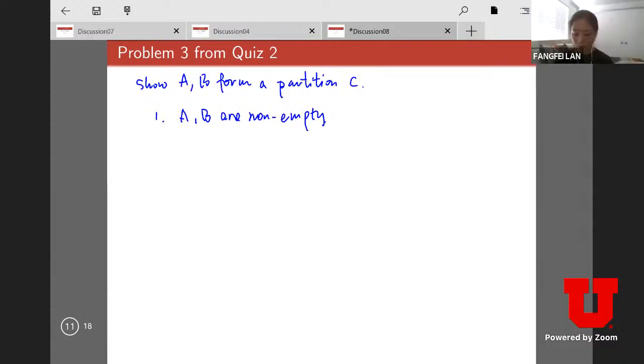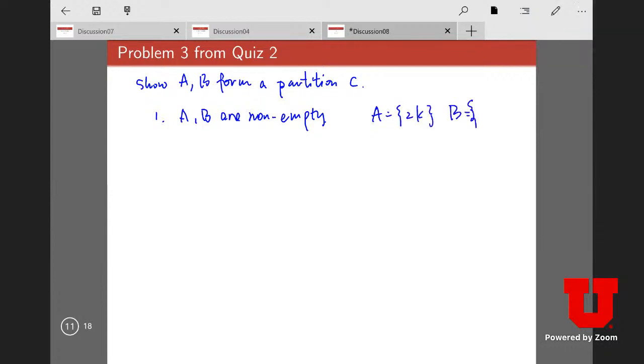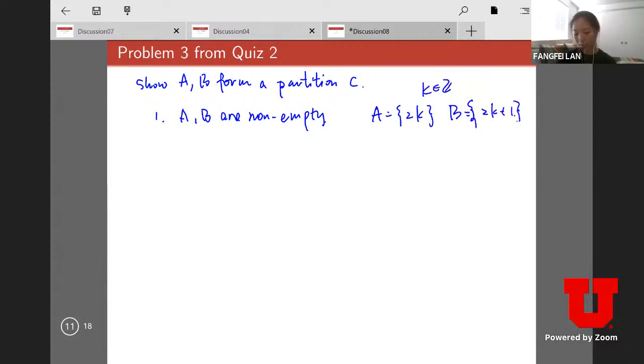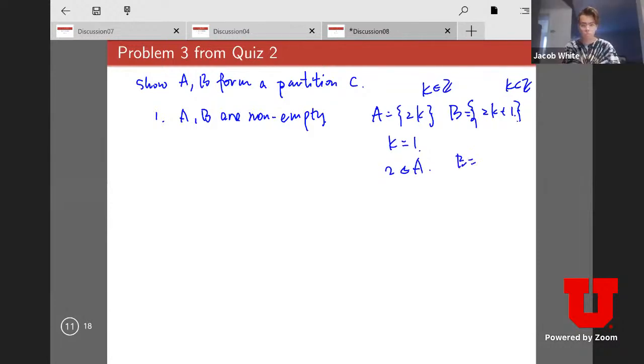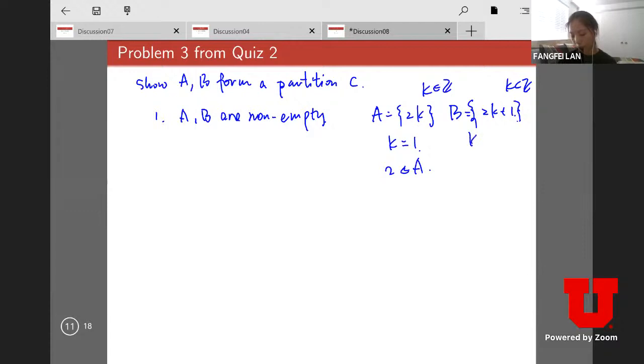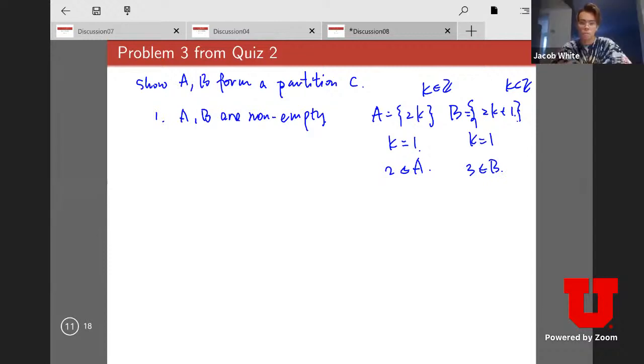Right, so that's all that you need to do, is that there has to be some type of description for even and odd, like 2k plus 1. Then all you need to show is that if k is in Z here, you can just say that if k is 1, then 2 is in A, right? And then if k is 1, then 3 is in B. First part is done. They're not empty, right?